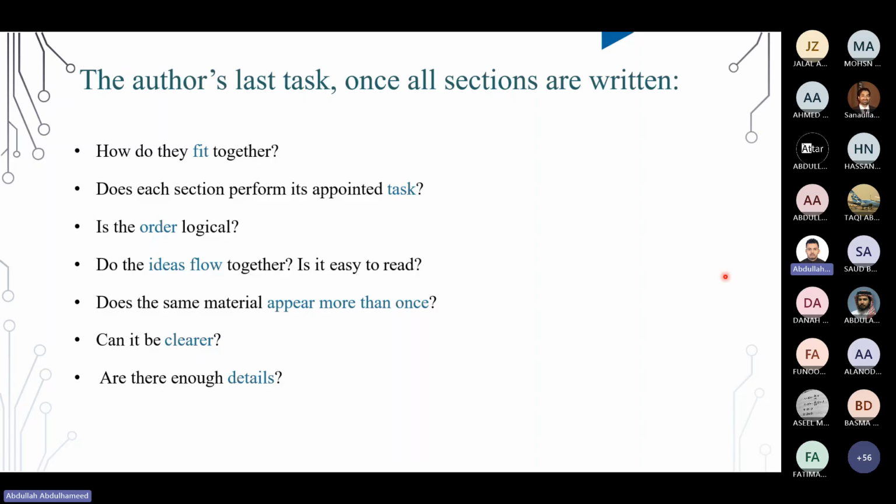Can it be clearer? Maybe you need to ask yourself, can I make it more clear? Maybe some of the sentences or some of the paragraphs. You need to check also, are there enough details? For example, in the methodology, did you give all the details? If someone reads it, can he replicate your work? If the answer is yes, then you are good to proceed with the submission.